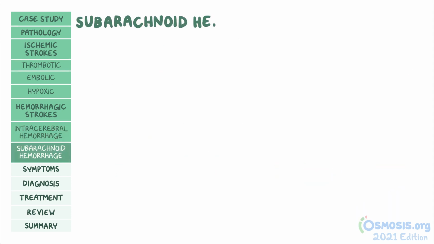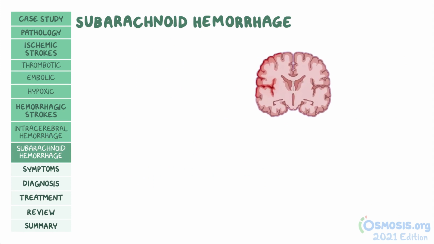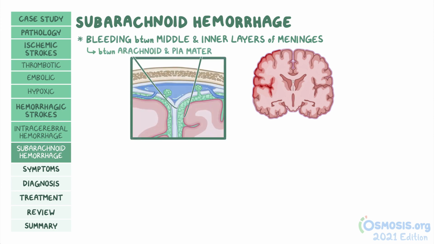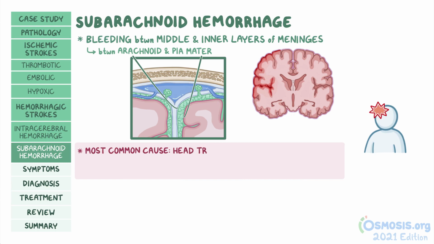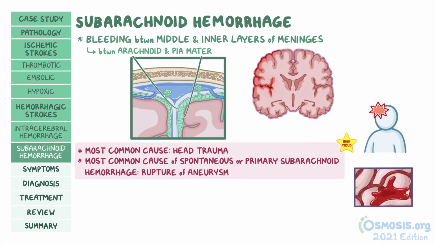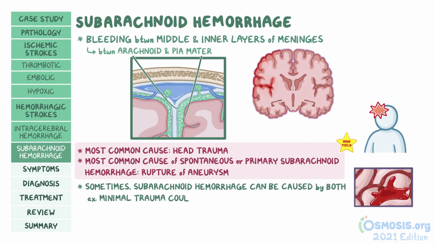Next, there's subarachnoid hemorrhage, which is extremely high yield. Here, bleeding occurs between the middle and inner layers of the meninges, so between the arachnoid and pia mater respectively. The most common cause of subarachnoid hemorrhage in general is head trauma, while the most common cause of a spontaneous or primary subarachnoid hemorrhage is a rupture of an aneurysm. Now, sometimes subarachnoid hemorrhage can be caused by both, since even minimal trauma could lead to rupture of an occult aneurysm.